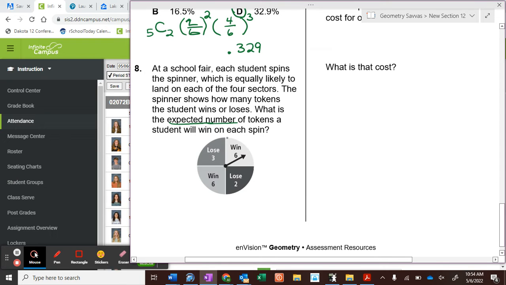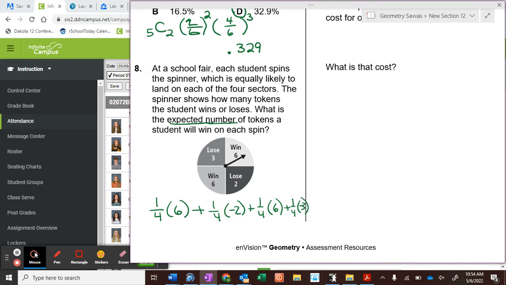Probability times the value. What's the probability they'll hit the win 6 up here? 1 out of 4 times. They'll get a positive 6 tokens. Plus the lose 2. Well, how much area is that? 1 out of 4. That they'll go a negative 2. Plus 1/4 that they will go a positive 6. Plus 1/4 that they will go negative 3. So then do the math. 1/4 times 6 plus 1/4 times negative 2 plus 1/4 times 6 plus 1/4 times negative 3.